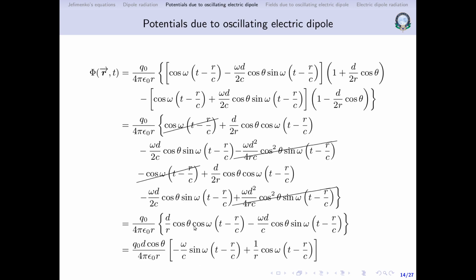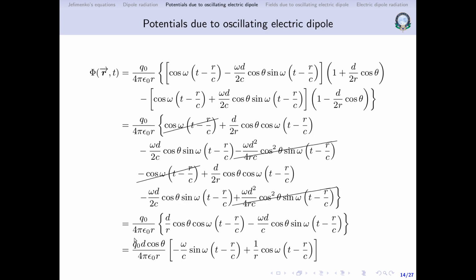So I could now take this d, which is common here, outside, and there's a cos theta which is common here, cos theta can also come outside. So we have q naught into d into cos theta, and 4 pi epsilon naught r, same as before, and I'll just bring this term ahead. Because I have taken d and cos theta outside, we have minus omega by c into sine of omega t minus r by c, plus 1 by r cos omega t minus r by c.